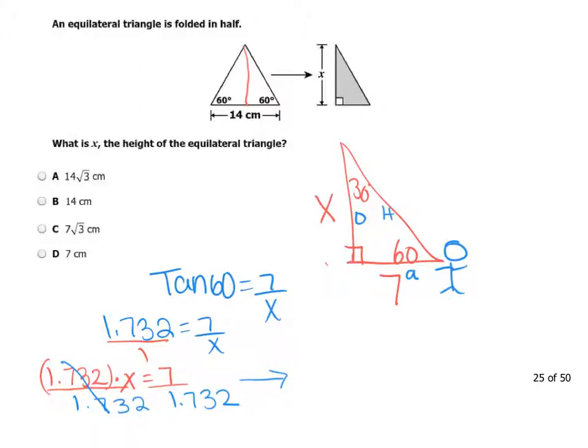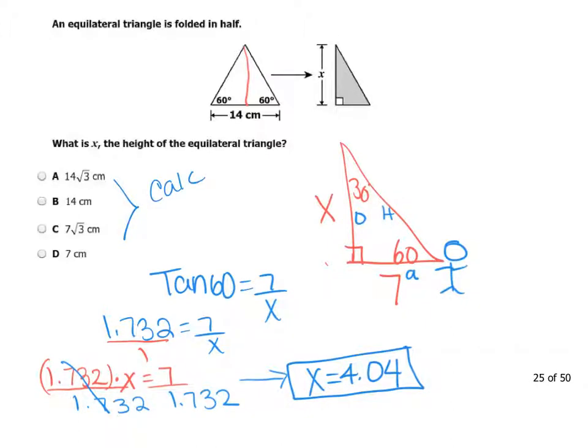We cross multiply and we get 1.732 times X is equal to 7. We divide both sides by 1.732. So once we do, X is equal to 4.04, but it doesn't match any of our answers here, so we'll put these in the calculator and find the decimal. And when we do, 7 square roots of 3 comes out to 4.04. So the answer is C.